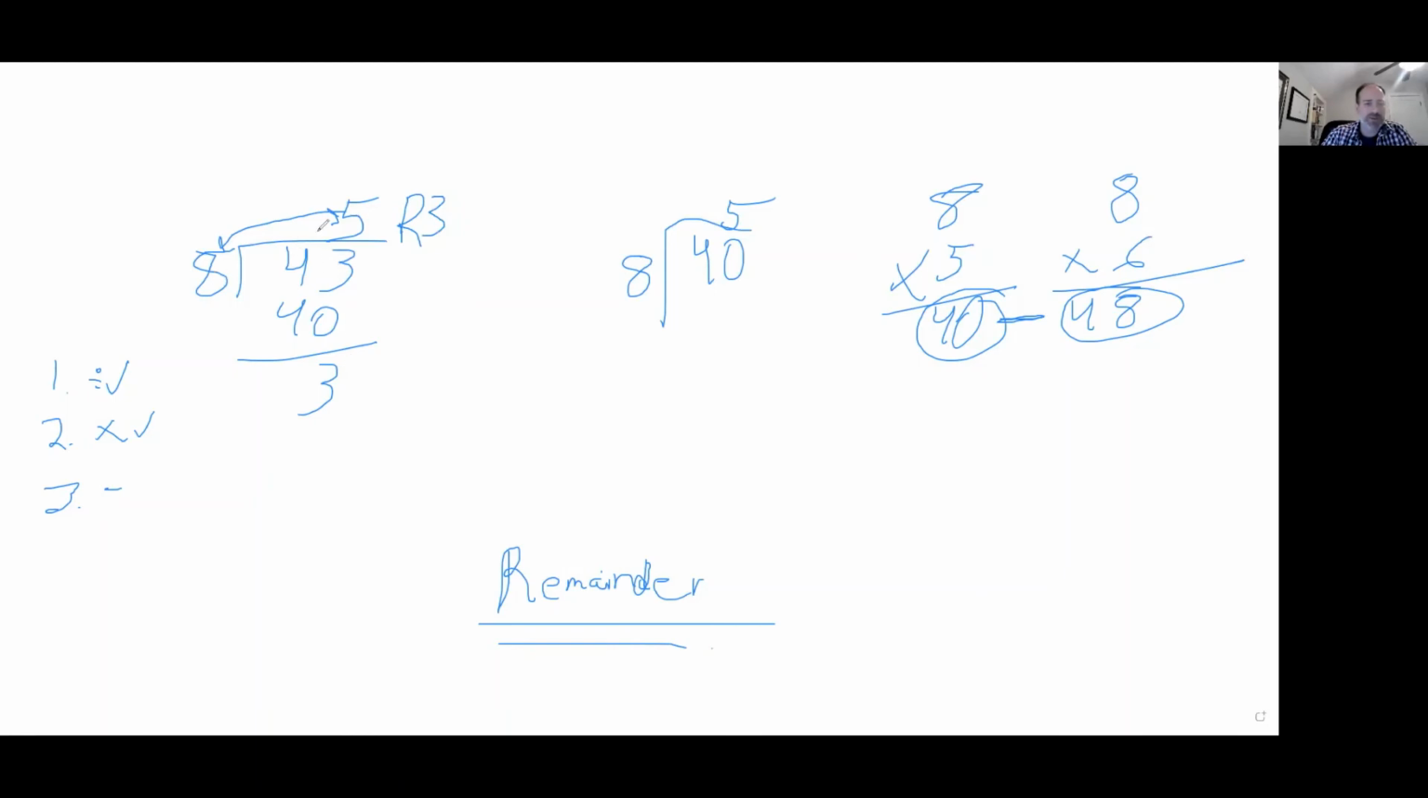So 43 divided by 8 is 5, but when you do that, you're going to have leftovers or a remainder of 3. So that is real quickly how this system works.